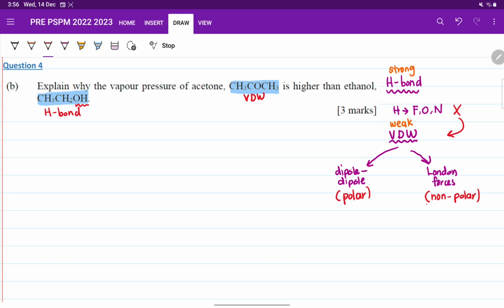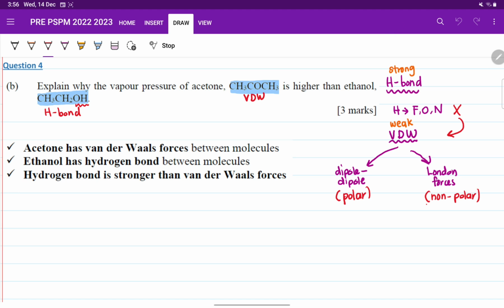Okay, so now let's take a look at the suggested answer for this question. So, for question 4A, there will be 3 marks over here. So, markah akan berada dekat mana? So, the first one is when you say that acetone has van der Waals forces between its molecules. So, 1 mark. So, macam saya bagi tu tadi, cukup awak stop dekat van der Waals forces saja. Nak spesifikkan, you need to make sure that it is correct. Kalau tiba-tiba awak salah, awak letak London forces. So, you will lose 1 mark over there.